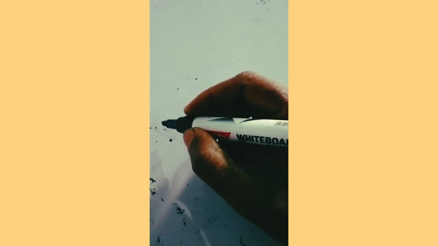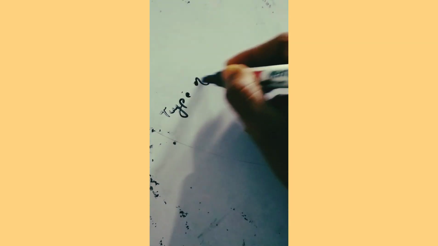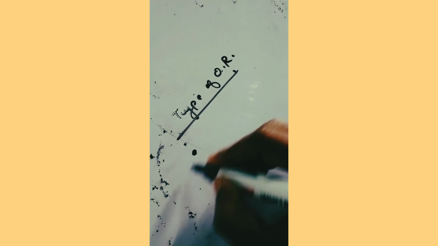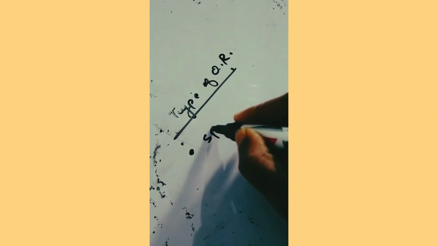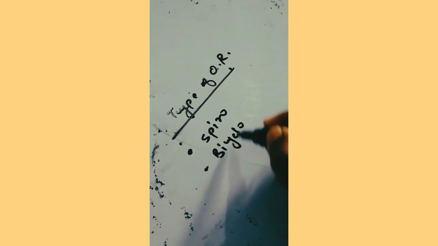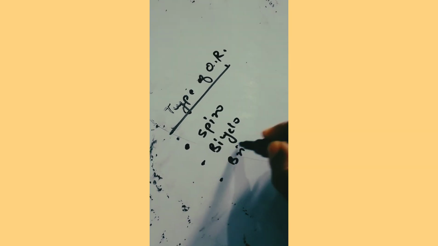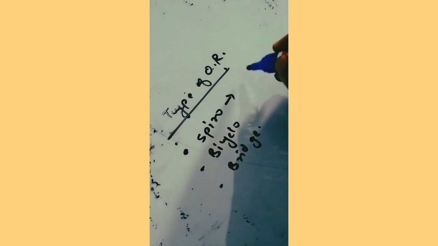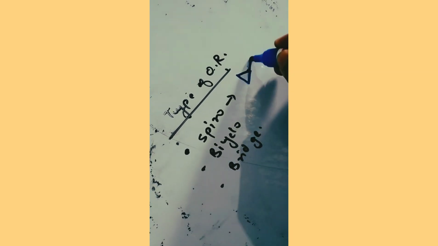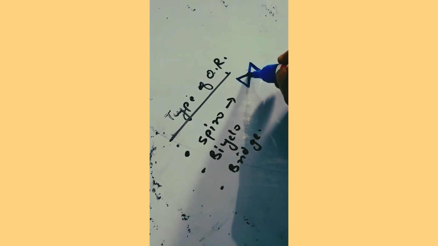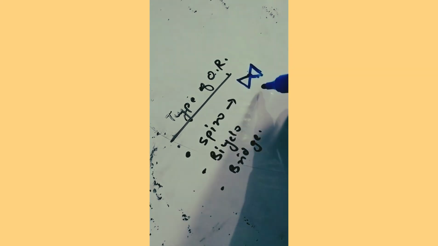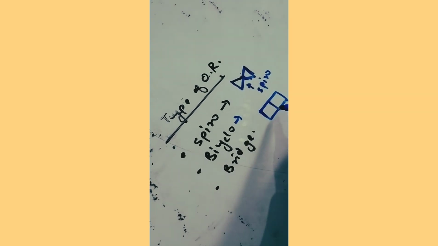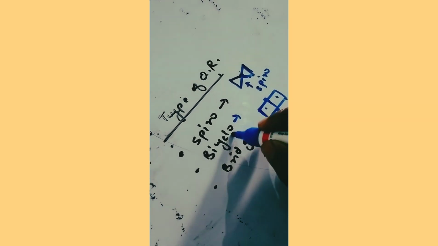The next point we will discuss is types of organic compounds. There are three types: one is spiro, the next is bicyclo, and the other is bridge compounds. How can you tell whether a compound is spiro or not? If one carbon is in between two rings, meaning two rings are attached by one carbon, then it is called spiro. Bicyclo means two rings are attached by two carbons, so it is bicyclo.